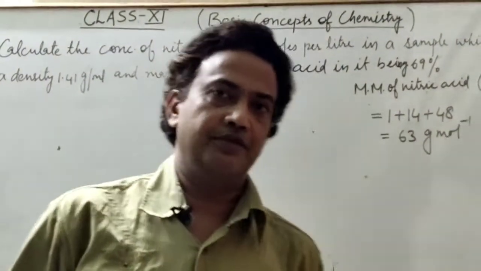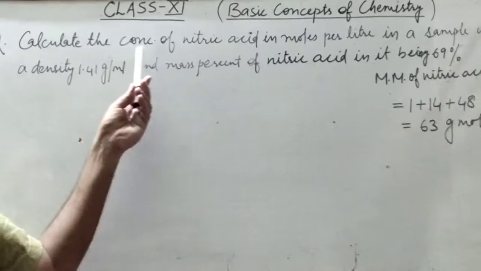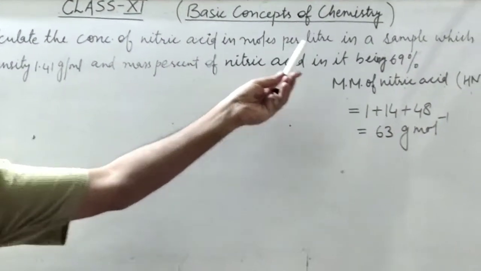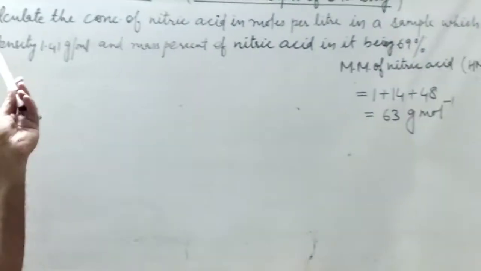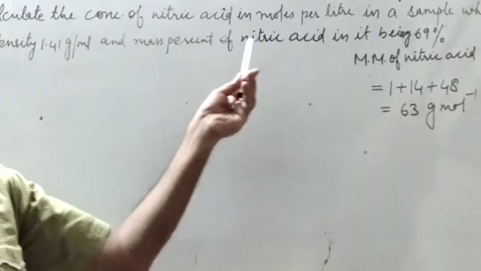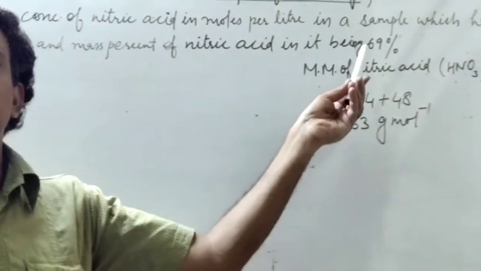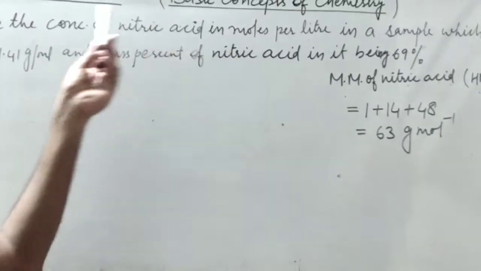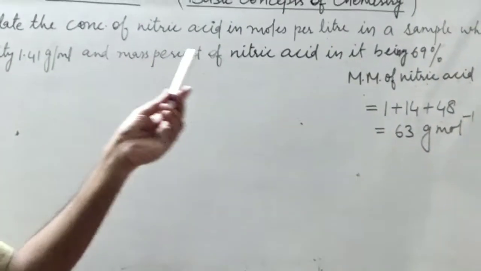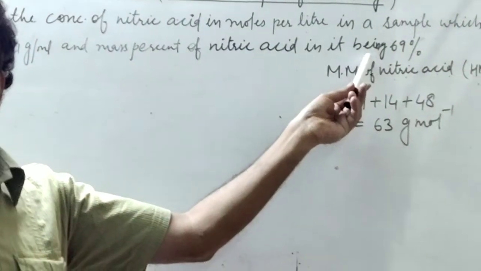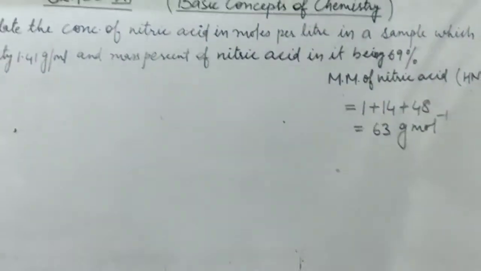Let's do the next question. Calculate the concentration of nitric acid in moles per liter, it means molarity, in a sample which has density 1.41 gram per milliliter and mass percent of nitric acid in it being 69%. So you have to calculate molarity of nitric acid solution which has density 1.41 and percentage by mass is 69%. How to solve this question?